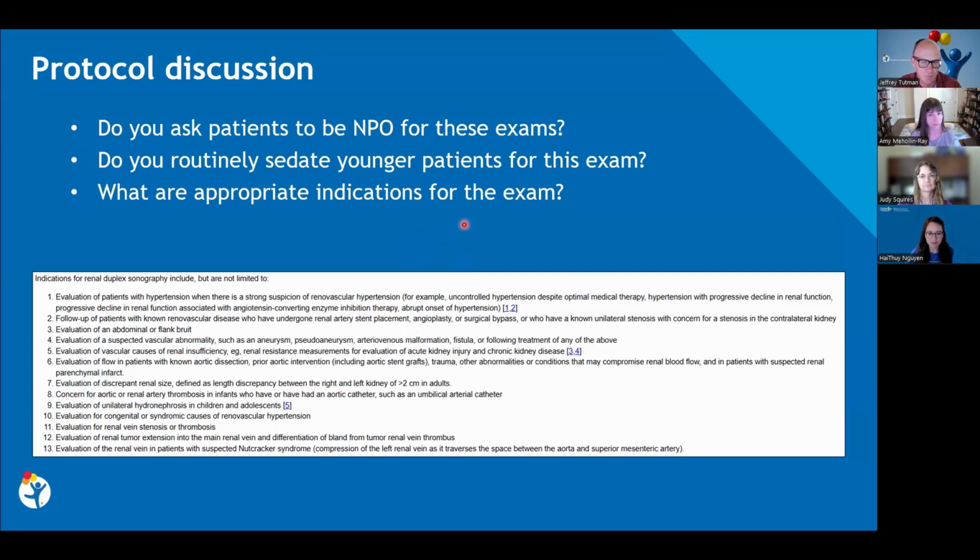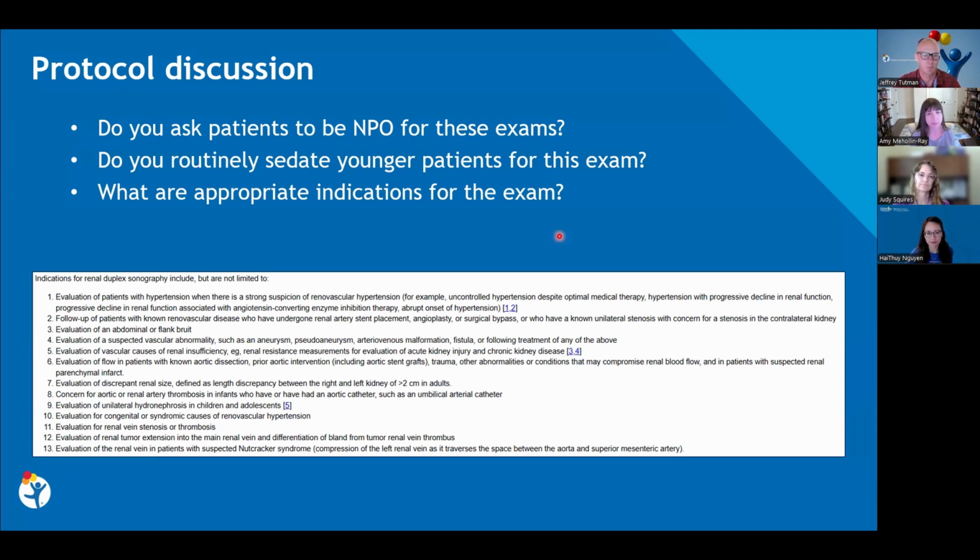We see a fair number ordered on the inpatient side for patients who are post-op, having probably pain-related hypertension. I will call the ordering providers on those and let them know that that's not really the intent of this exam. It takes a lot of individual phone calls and education, and it's sort of radiologist dependent.